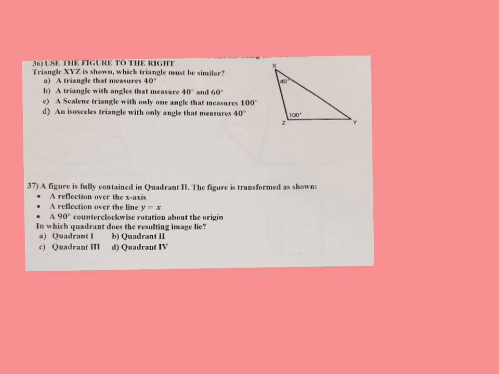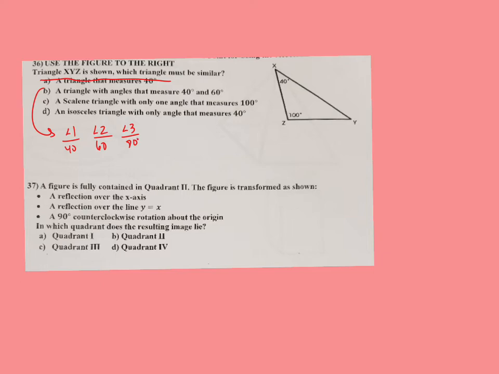All right, 36. Triangle XYZ is shown. Which triangle must be similar? A triangle that measures 40 degrees. Triangles can't measure 40 degrees, so that's not possible. All right. A triangle with angles that measure 40 degrees and 60 degrees. Well, if this triangle right here had 40 and 60, then if angle 1 is 40 and angle 2 is 60, that means angle 3 has to equal 80 degrees, right?